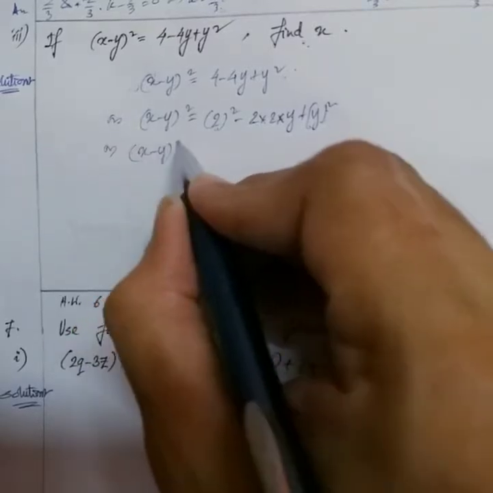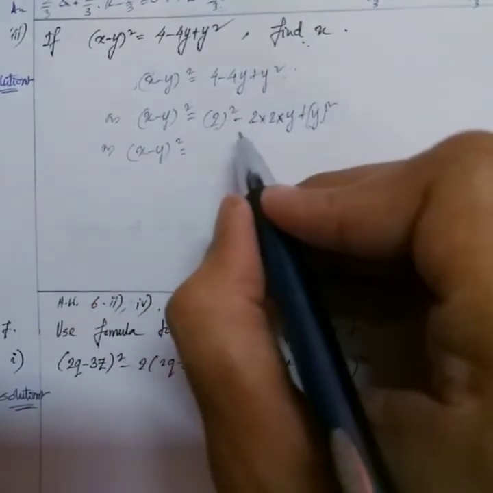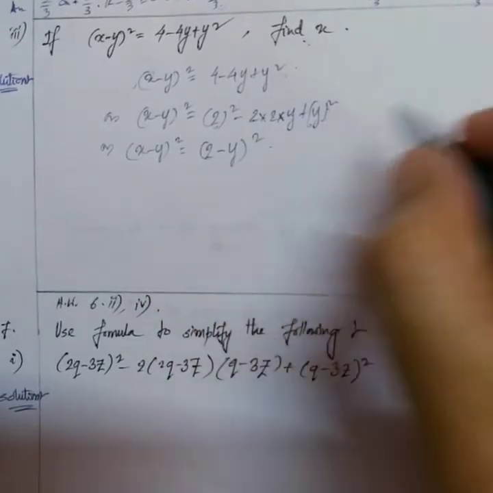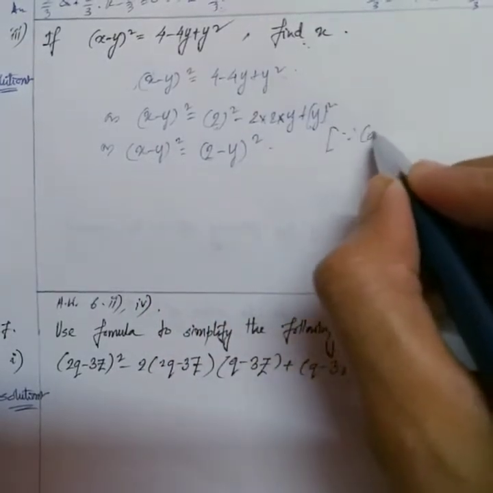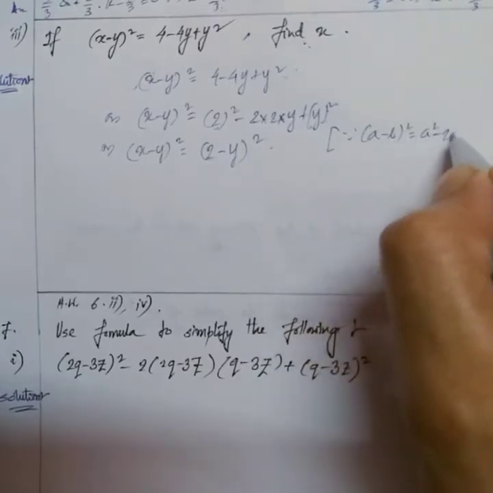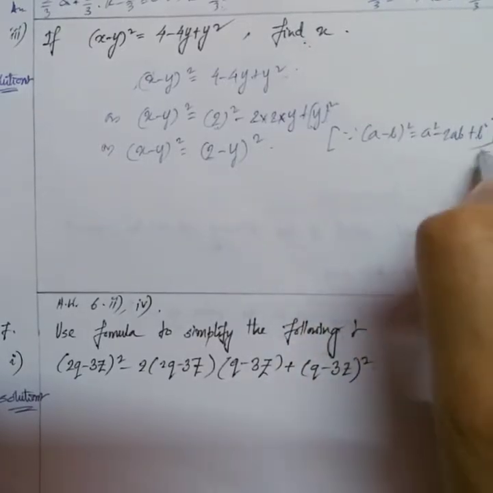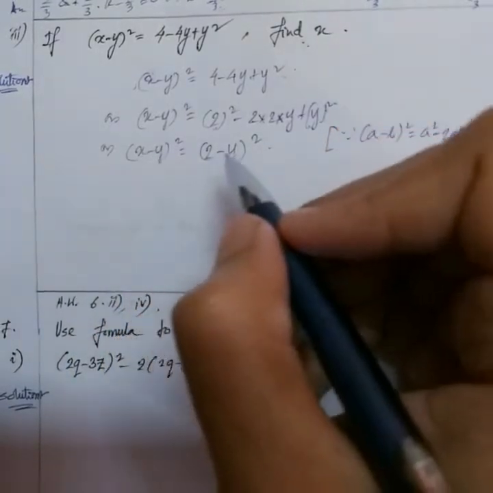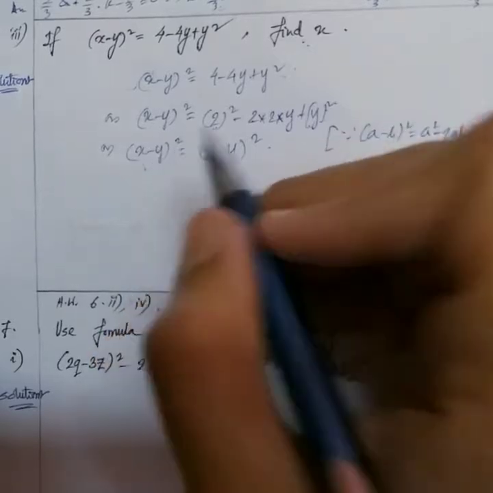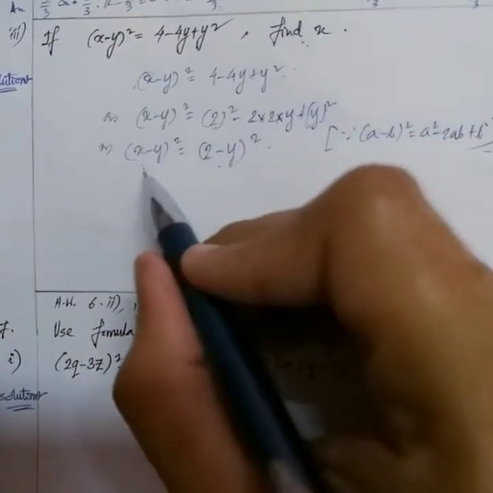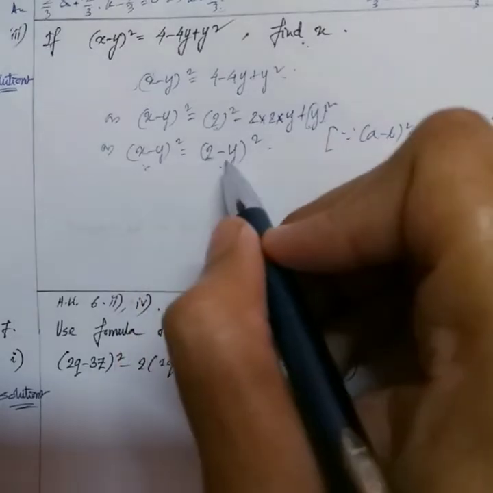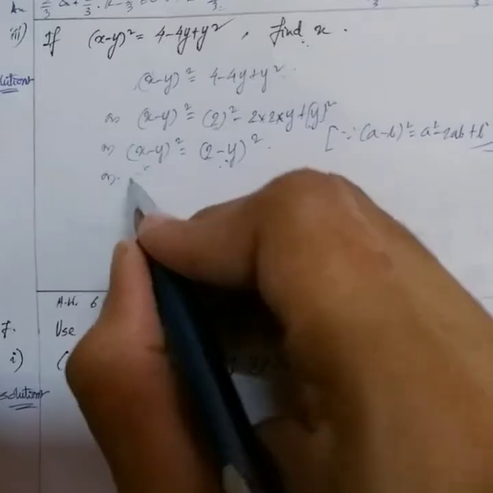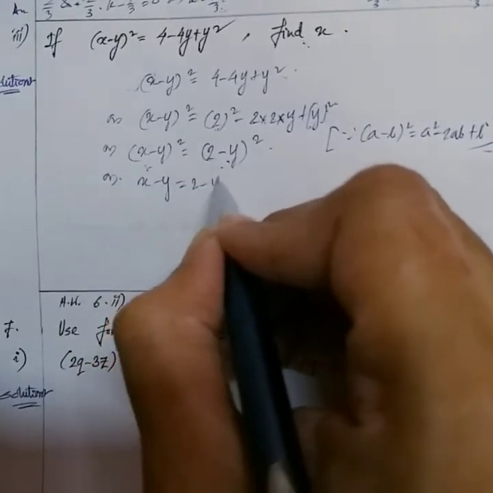Now this thing turns out to be (a minus b) whole square. So from here you are getting (2 minus y) whole square, right? You can mention the formula here, since (a minus b) whole square is equal to a square minus 2ab plus b square. Now you can see that there is an equation of which the left hand side is (x minus y) whole square and the right hand side is (2 minus y) whole square. Since this is an equation, the left hand side and right hand side should be equal, so comparing both sides you get x minus y is equal to 2 minus y.